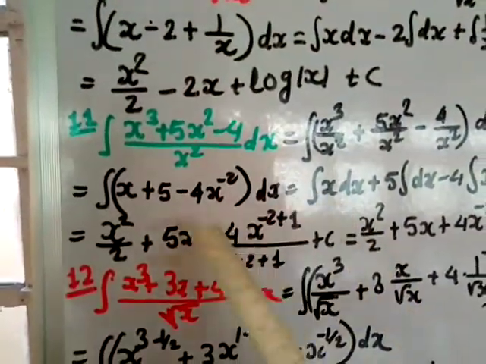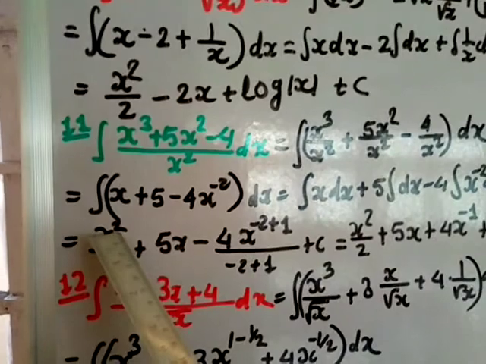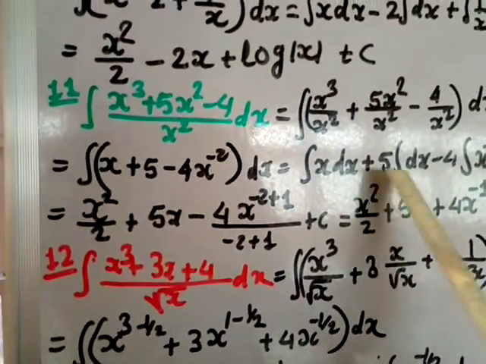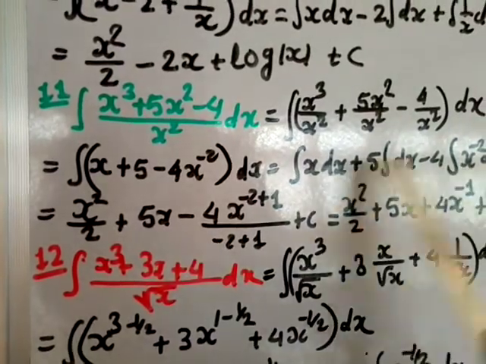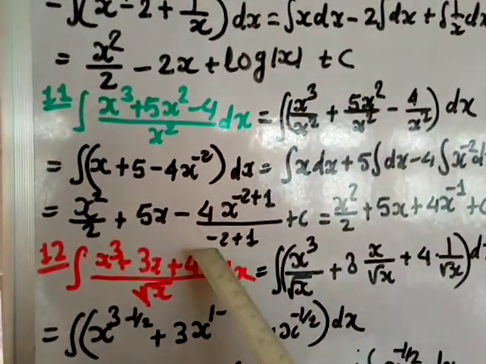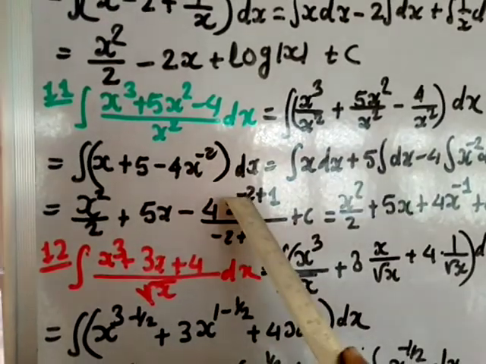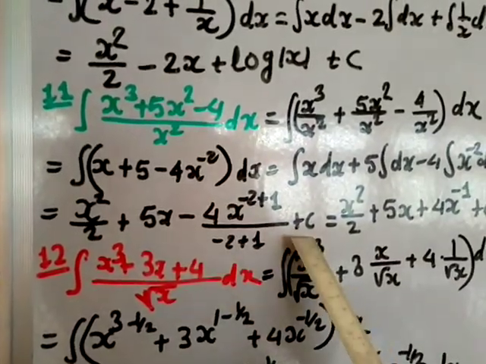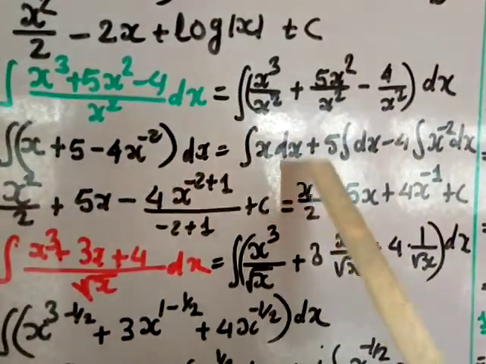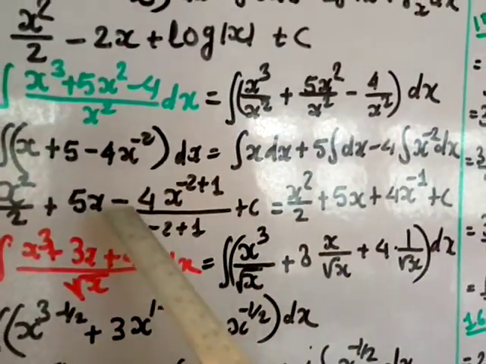So here x is there, so power 1. So 1 plus 1 is 2, power, divide by 2. So x square by 2 plus integral dx is x. So 5x minus 4 x power, here power is minus 2. So minus 2 plus 1 divided by minus 2 plus 1. The formula is same, but n is minus 2 here, plus c. Then, so here x square by 2 plus 5x and c.